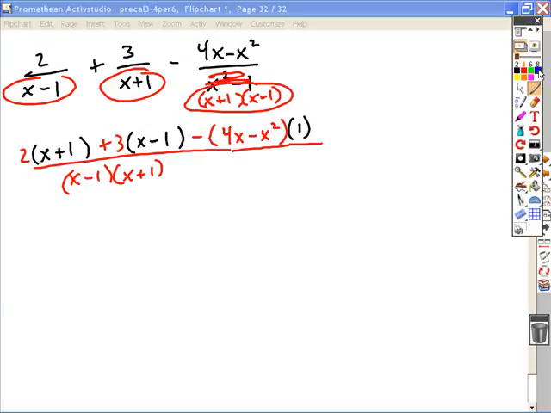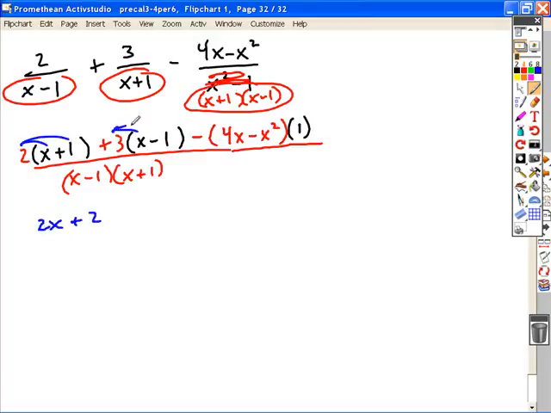Okay, my next step is to simplify my numerator. So I'm going to distribute my 2 through. 2x plus 2. Distribute my 3, plus 3x minus 3. Now I'm going to distribute my negative. Negative 4x, minus a negative becomes a positive x squared.